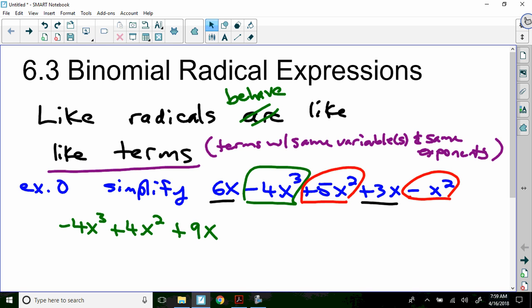The only thing that's going to make this any different now is the back half of it is going to look a little bit more involved.